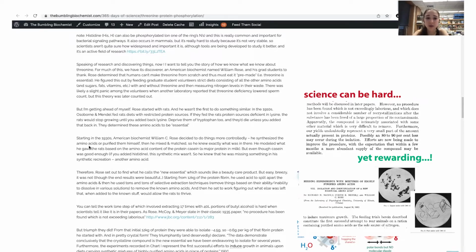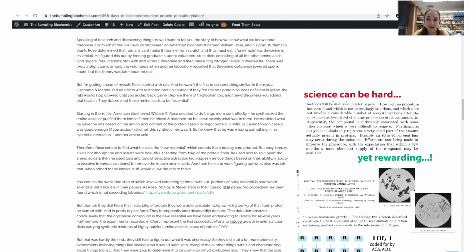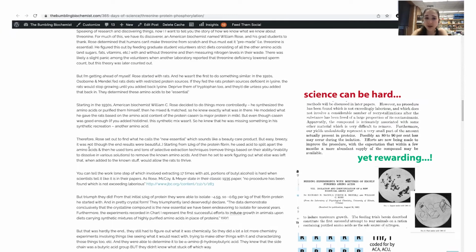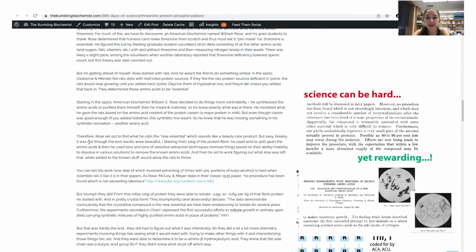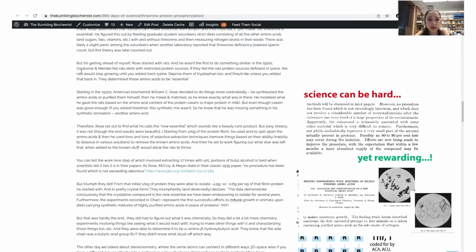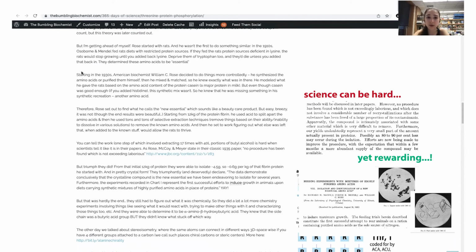But the long story long, he didn't start with his grad students. He started with rats, and he wasn't the first person to do this. So in the 1910s, Osborne and Mendel fed rats with restricted protein sources. If they fed the rats food that was deficient in the amino acid leucine, the rats would stop growing until you added back the leucine. Similarly with tryptophan. And so they're like, aha, these amino acids are essential. You need to get them from your food.